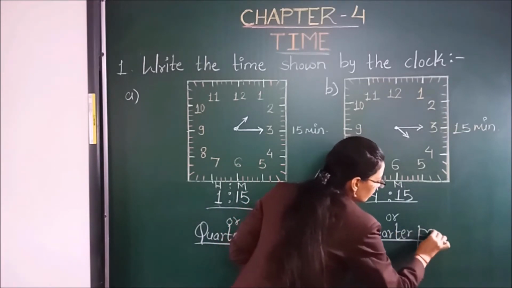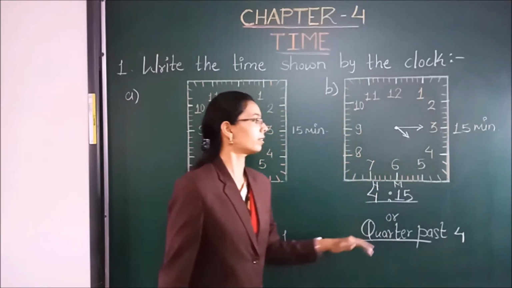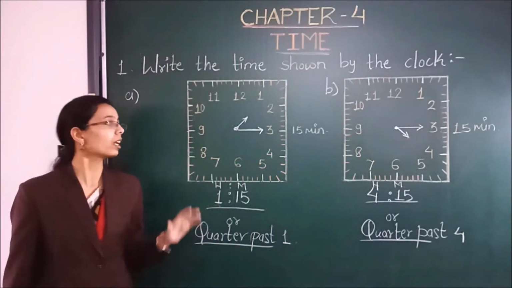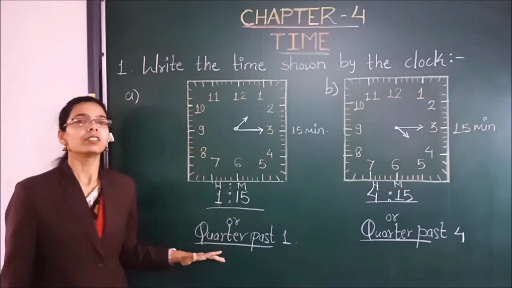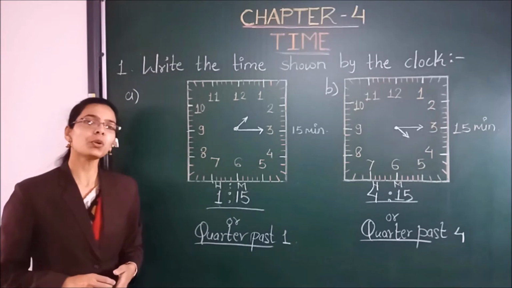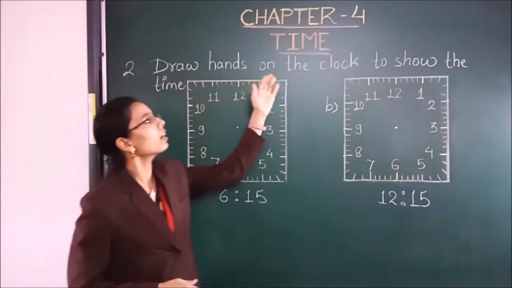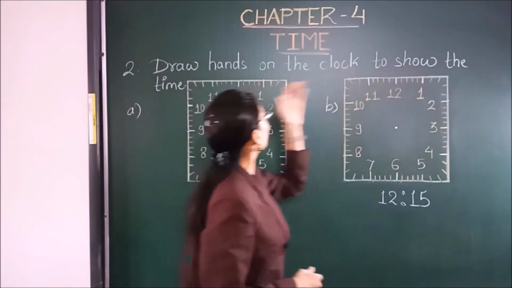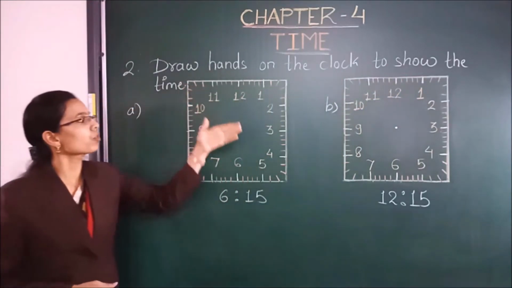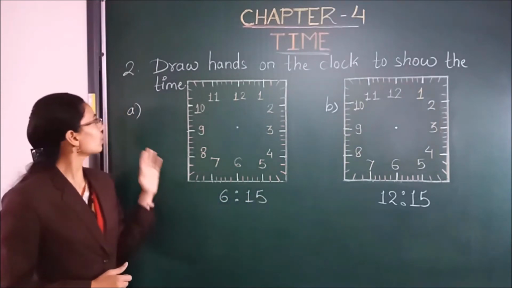Quarter past 4. Okay, so in this way, you have to do it. Understood? Now, let's move to the next question. Question number 2: draw hands on the clock to show the time. You have to draw the hands to show these times. So look at here.